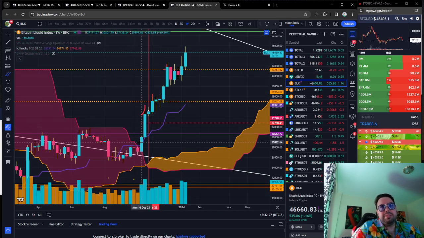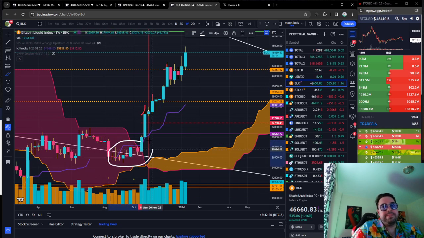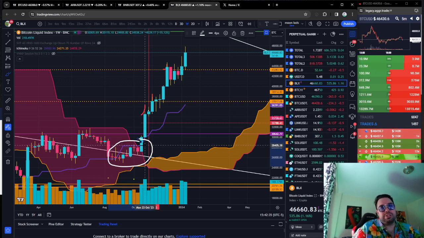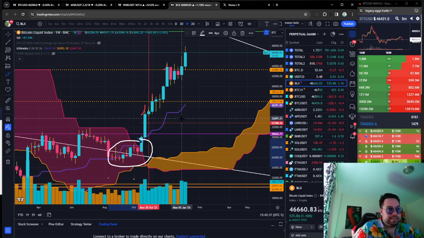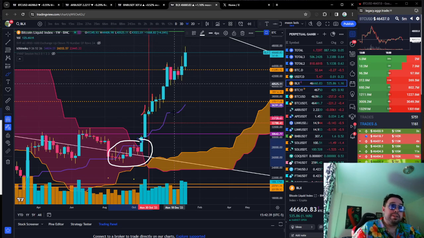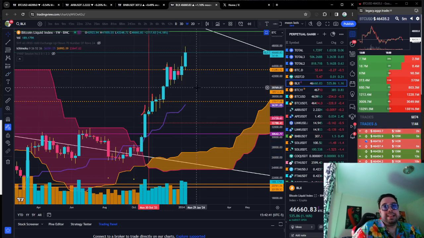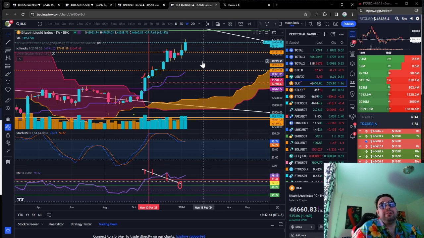And here was probably the most interesting part, because we fell below the conversion line for a little bit, but when we broke above the Ichi and we broke above the conversion line, look what happened. Very simple, isn't it? It's simple if you believe in it, and that's what the Ichi Cloud is really about.